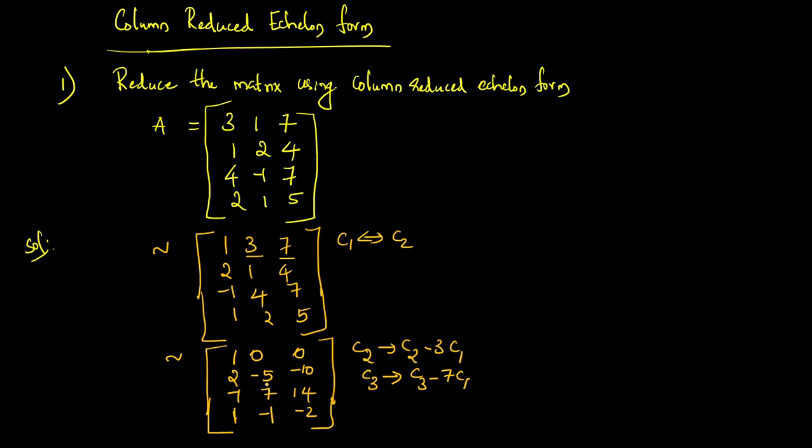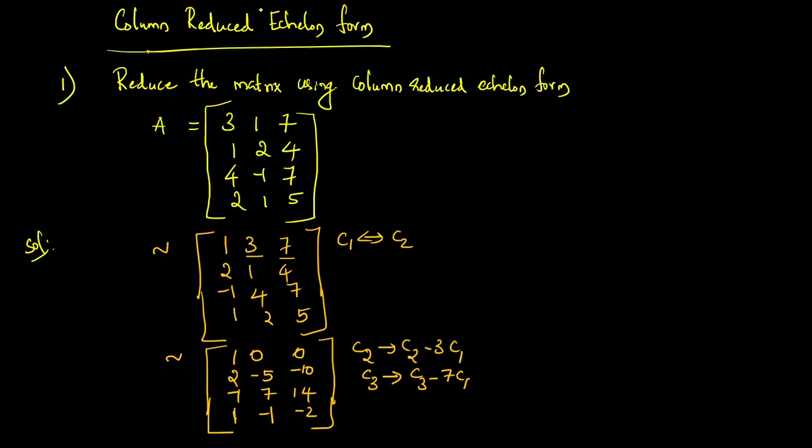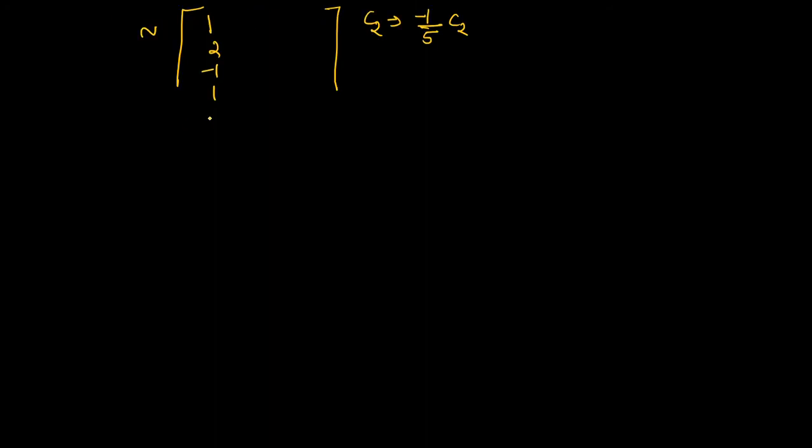Our next aim is to make the second element of the second row 1. For that, use the column operation. C2 gives minus 1 by 5 C2. That is, multiply the elements of the second column with minus 1 by 5, so that we get the second element of the second column as 1. The second column becomes 0, 1, minus 7 by 5, 1 by 5.